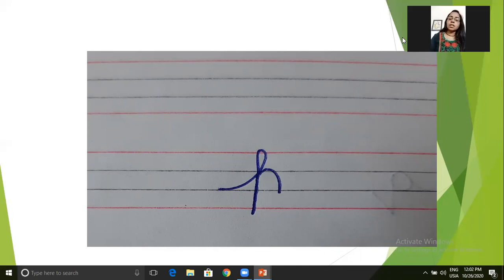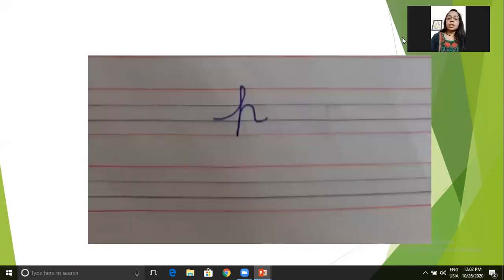And the same way, start again from the third line, touch the top line, make a curve, straight line, touch the bottom line and make a curve. Okay, the same way you have to write p. Start again from the third line, touch the top line. Here we are having a red line, but in your book it is black only. So please take care. Parents can put dots for them. Okay, start from the third line, touch the first line, make a curve, make a straight line, touch the last line, and again go up, make a curve, and touch the third line, again upwards, curve. So this is a p.